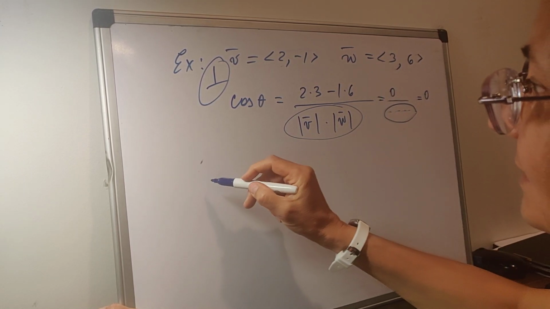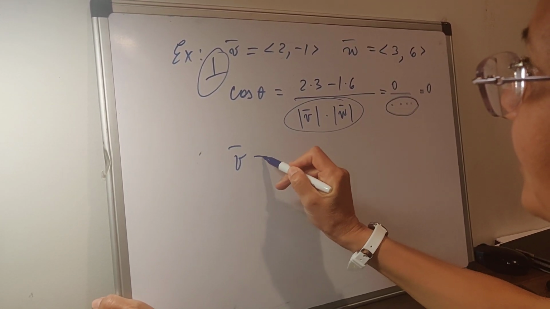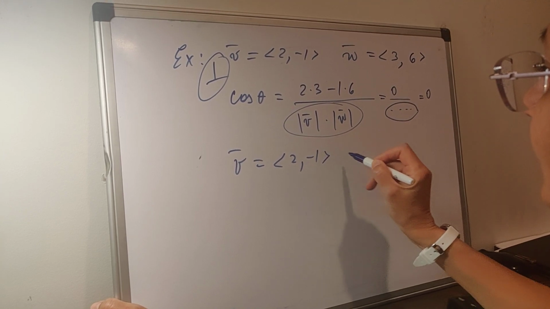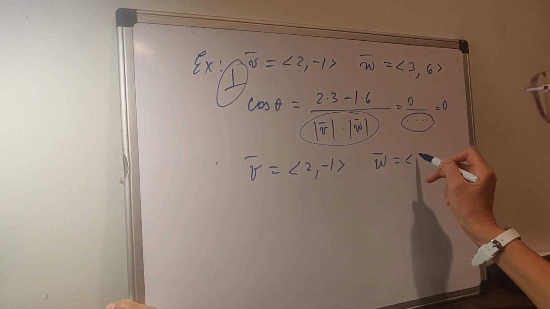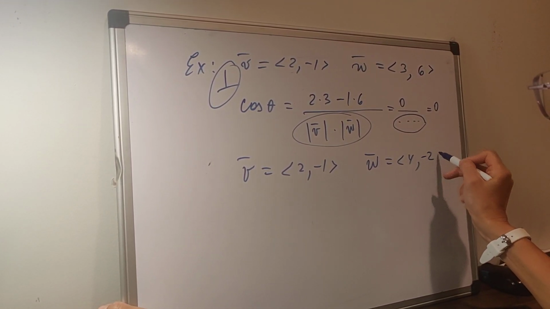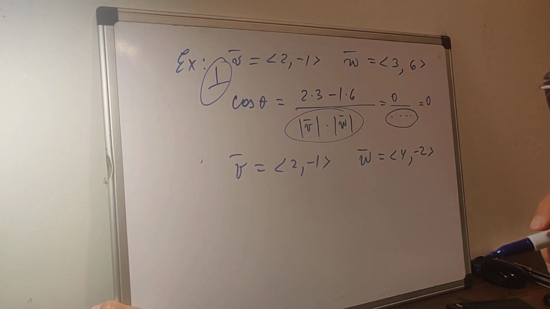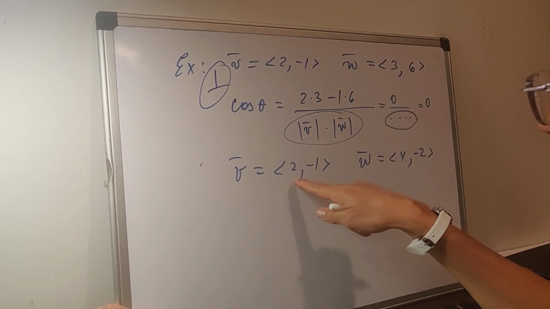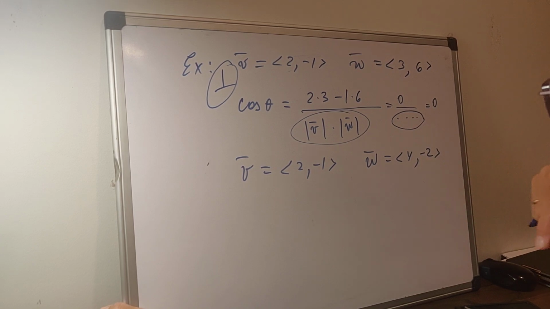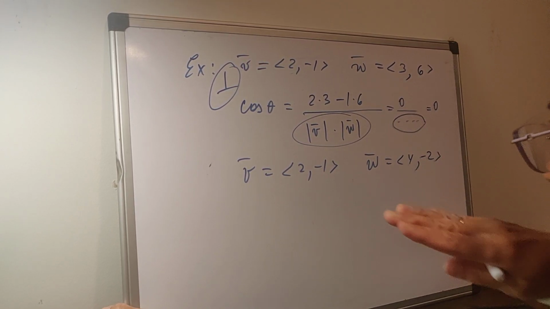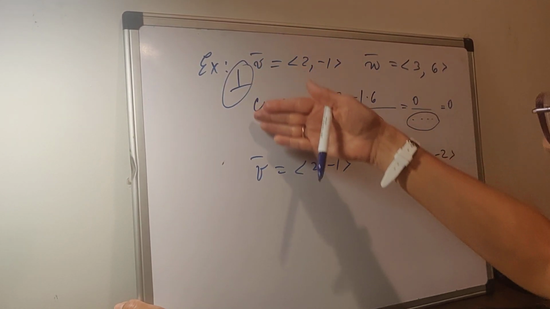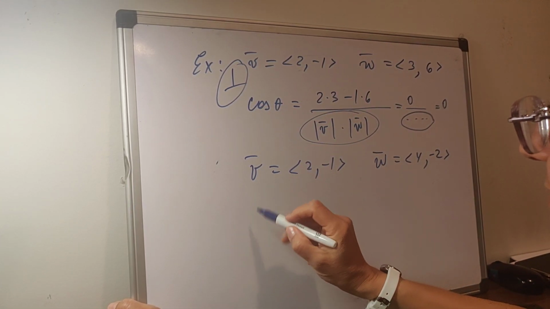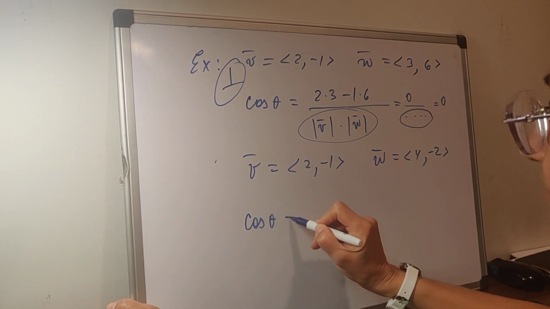Okay, let's consider a case of parallel vectors. Vector v equals 2, -1, vector w equals 4, -2. You see why they are parallel: I just took vector v, multiplied it by 2, and got vector w. So they are parallel. Let's check if we are going to get a correct answer for cosine. So what is going to be cosine of theta here?